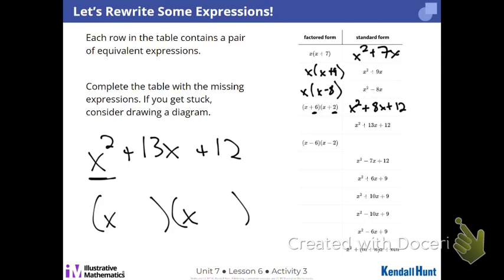Now, I need, remember, the linear is the sum of two numbers. And the constant is the product of two numbers, just like we saw in diagrams. So what two numbers would give me a product of 12, but a sum of 13, Troy? 12 and 1. So there it is, x plus 12, x plus 1. And here again, here's why we need to learn this. Our y-intercept is 12. Our x-intercepts are negative 12 and negative 1, just looking at it.